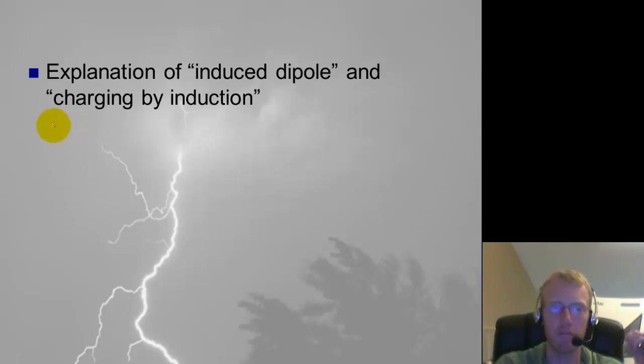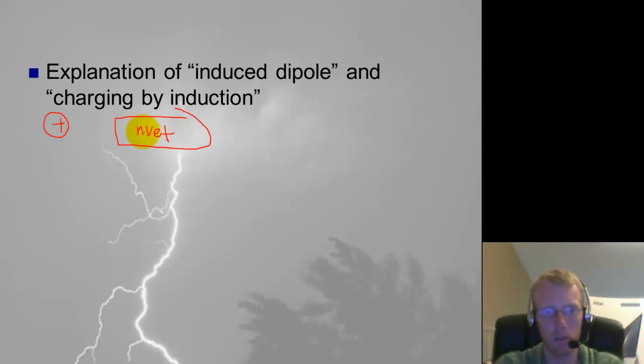So if we have a charge here, say positive, and then we have some neutral object here. Oh, I spelled neutral wrong. Sorry. N-E-U.